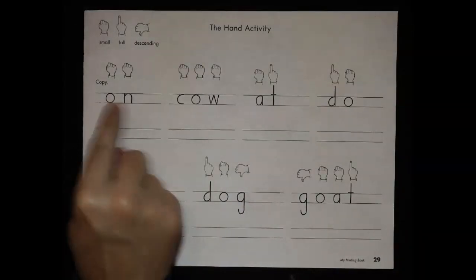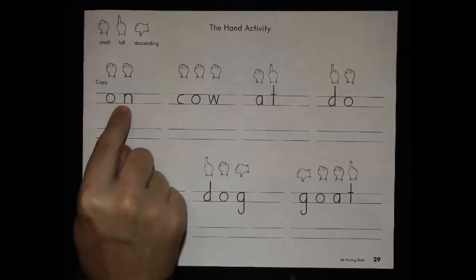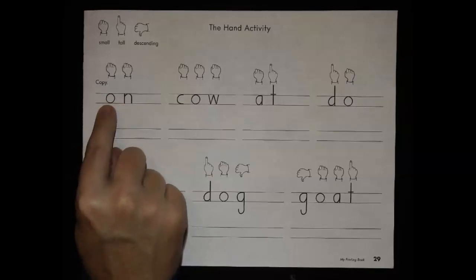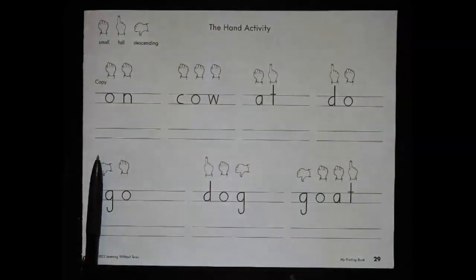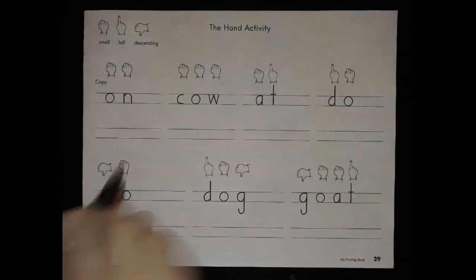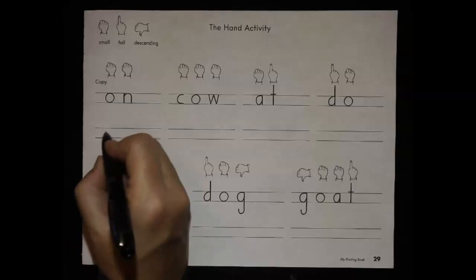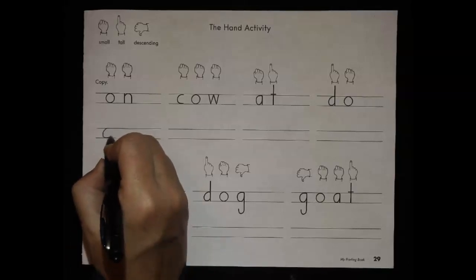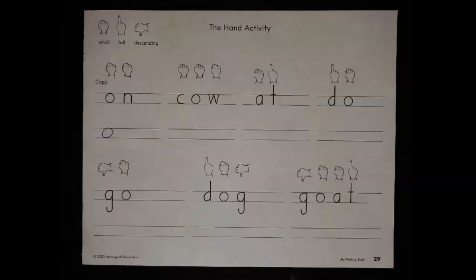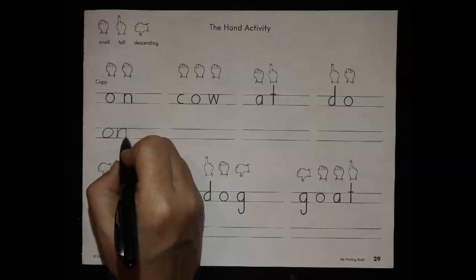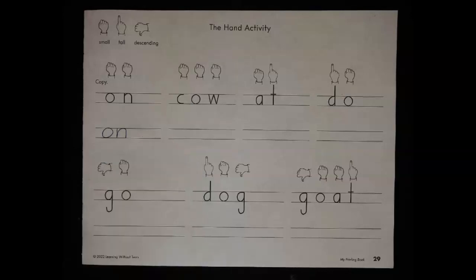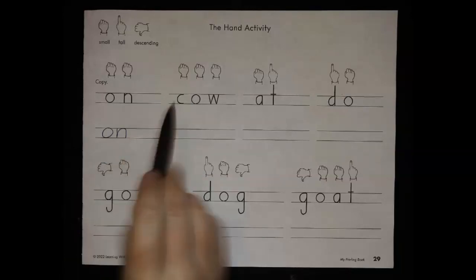All right, so let's look at the letters O, N. Both of those are small letters. So make your fist. O, N. They're both small. They both stay underneath these lines. So let's make our O. And then our N staying in those lines since it's a small letter. Good.